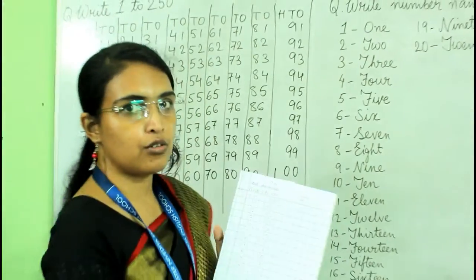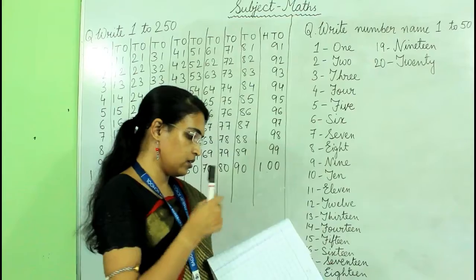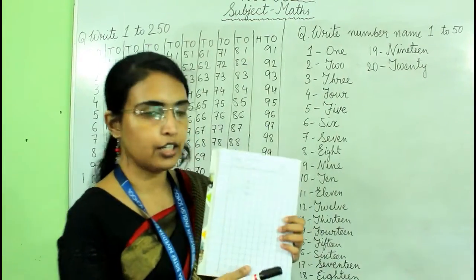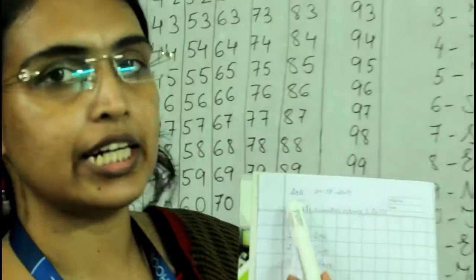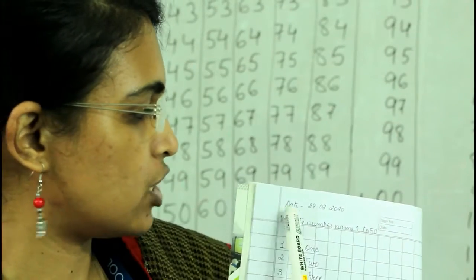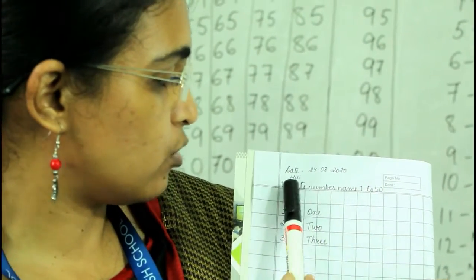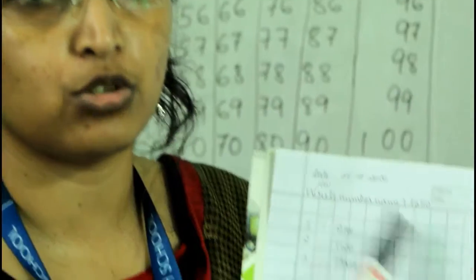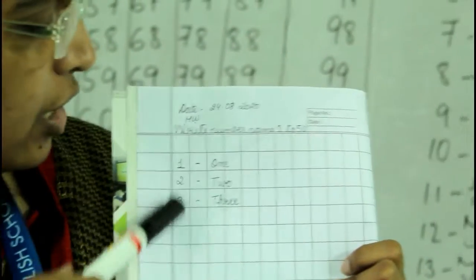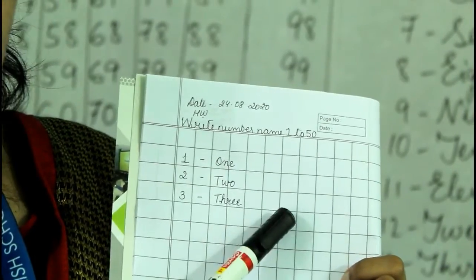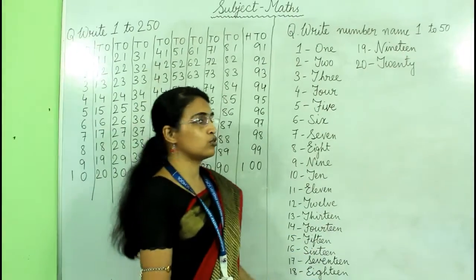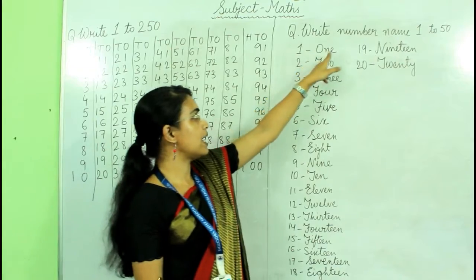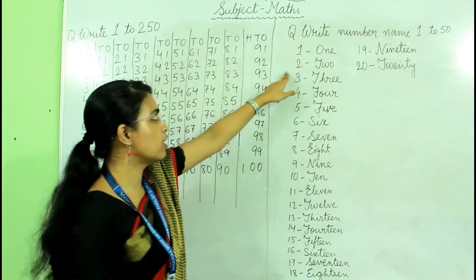Now we will write number names. When you are doing number names, again you have to mention the date, and if you are writing in the CW copy, write CW. If you are writing in the HW copy, write HW. So what do we have to write? The question is: write number names from 1 to 50. You have to write from 1 to 50 in this way. In one box you write the number, and in another box you write its name. All of you know how to write number names. So what is the spelling of 1? O-N-E, 1. Spelling of 2?